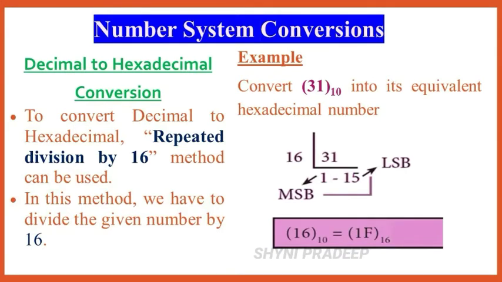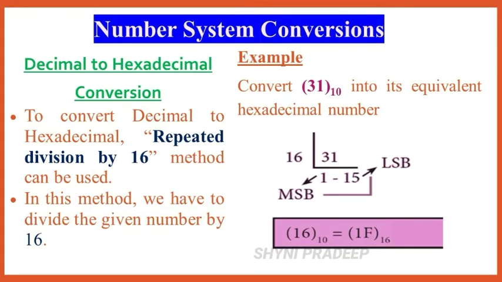See this example. 31. This is the decimal number. You have to convert this decimal number into a hexadecimal number. So you have to divide this number by 16. When you are dividing 31 by 16, you will get the answer 1 and remainder 15. So here the most significant bit is 1 and the least significant bit is 15.